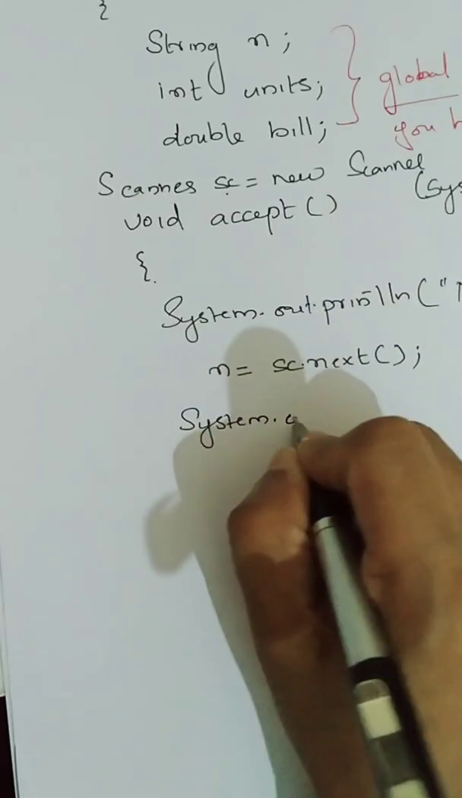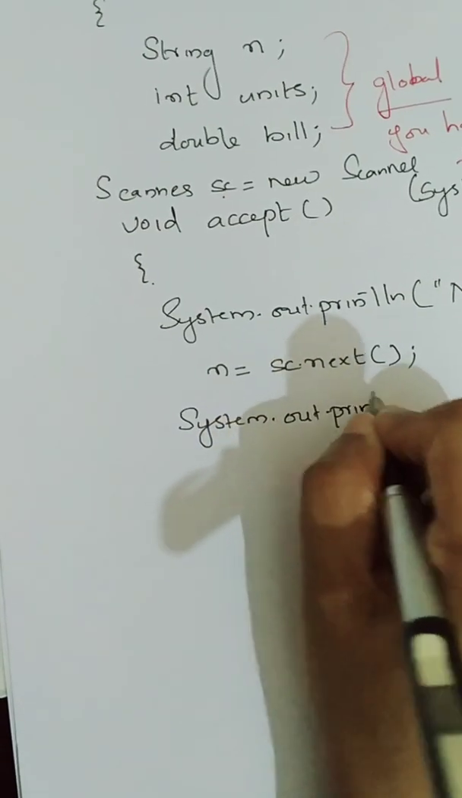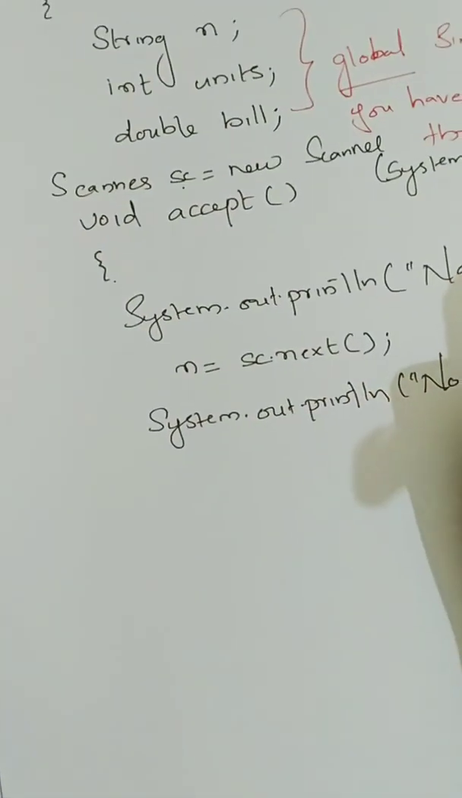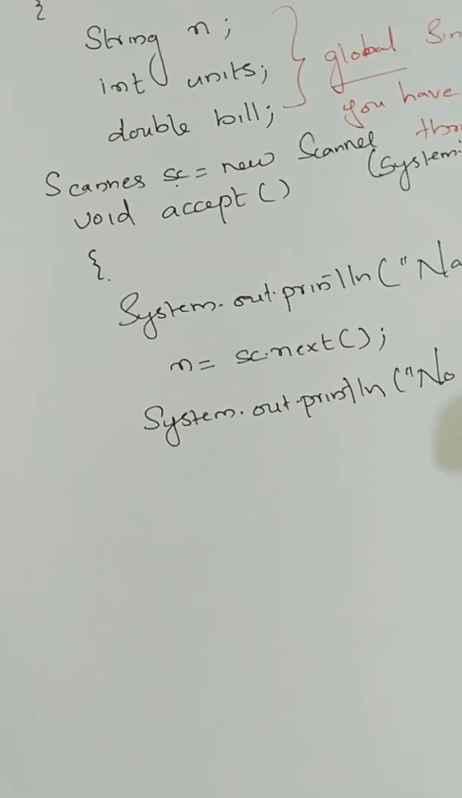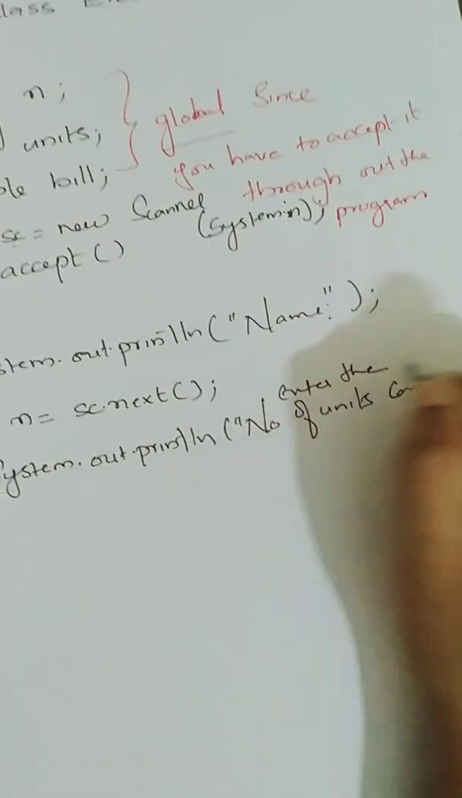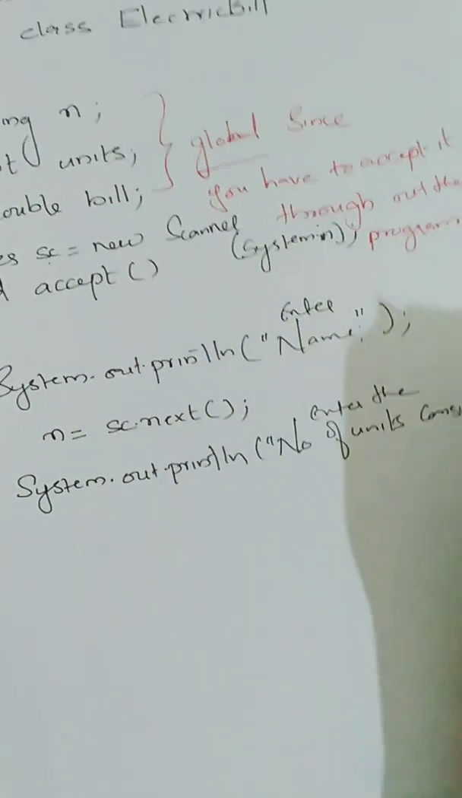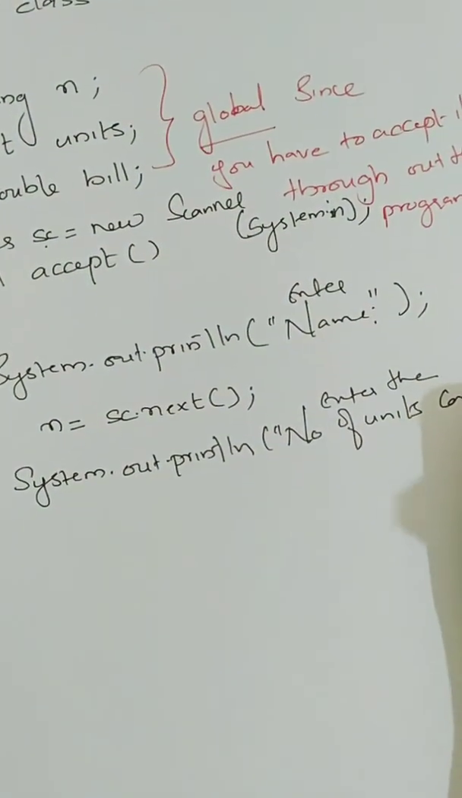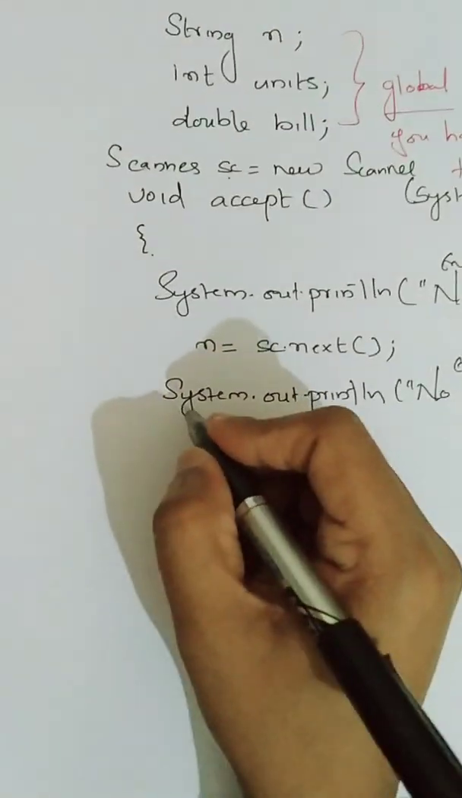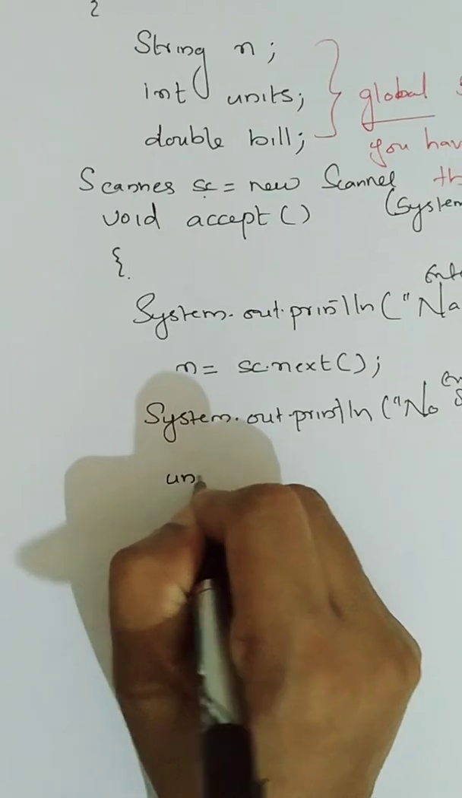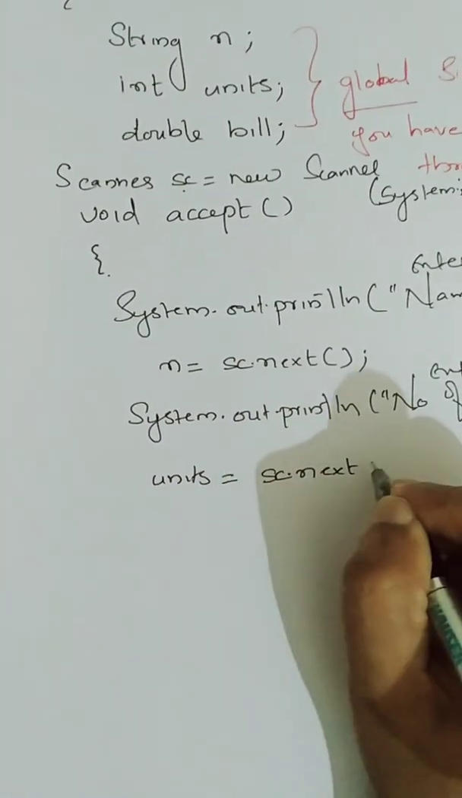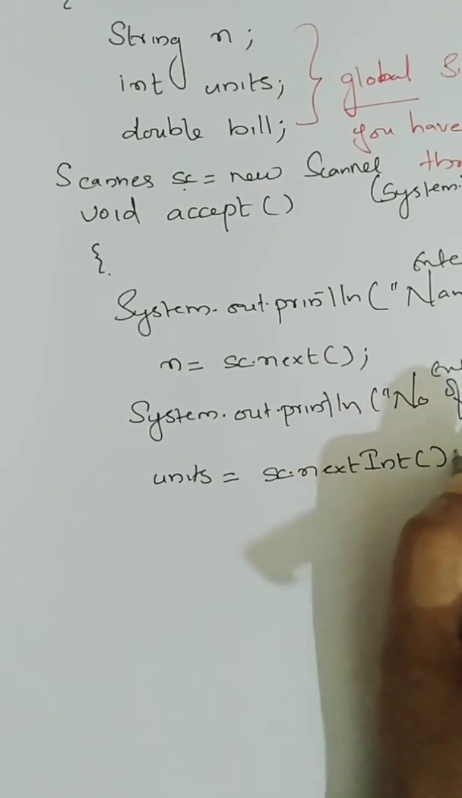Next, System.out.println. We need the number of units consumed. Enter the number of units consumed. It's up to you, prompt the user. Enter the number of units consumed. So units is an int, so units = sc.nextInt().